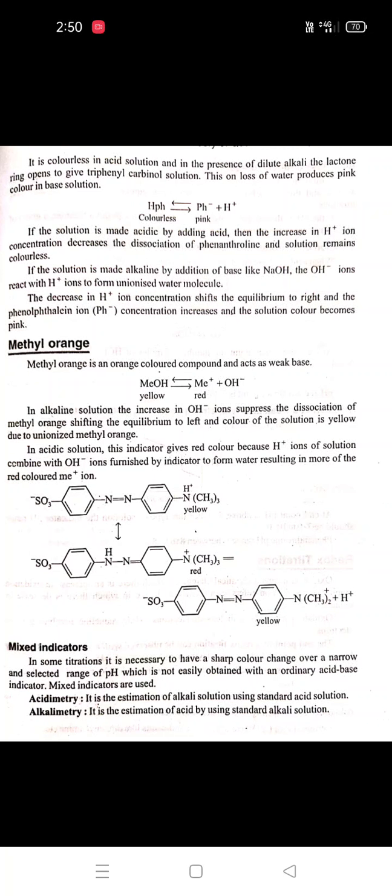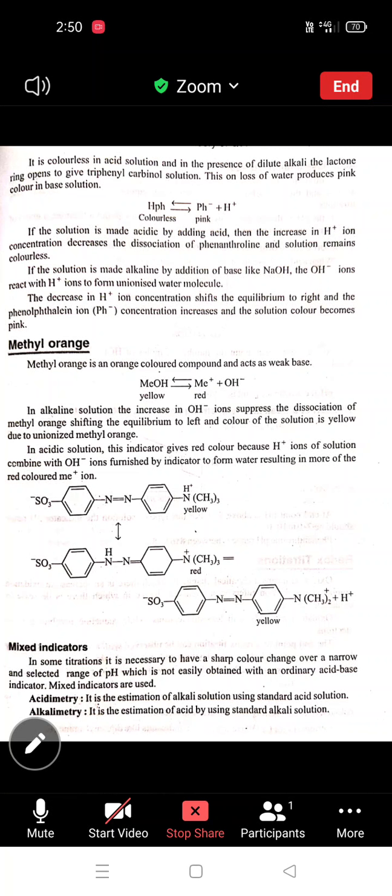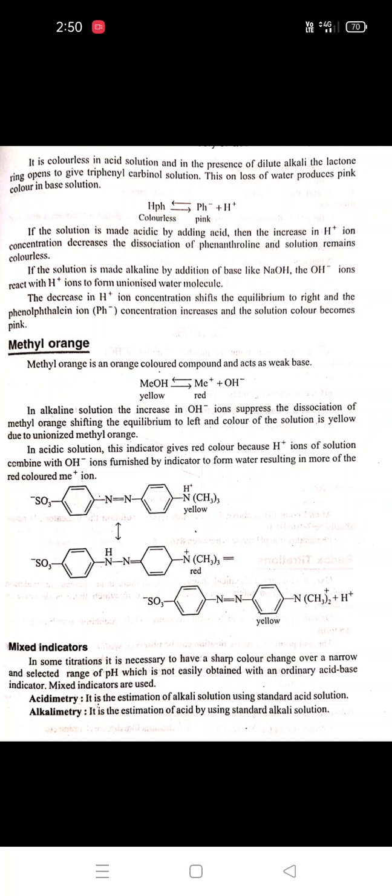So methyl orange in alkaline solution, the increasing in OH minus. So what is happening? Here we show the equilibrium. The methyl orange generally has two colors. When it is in molecule form, it is yellow color; when it is ionic form, red color. If the solution has more molecules present, then yellow color is present in methyl orange.